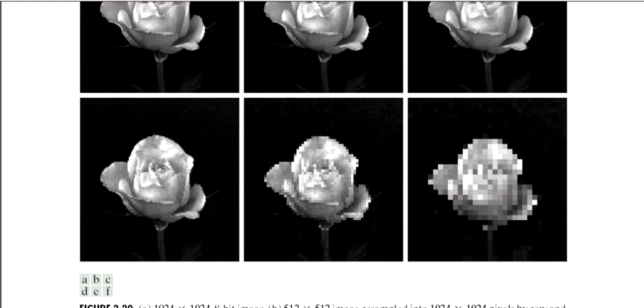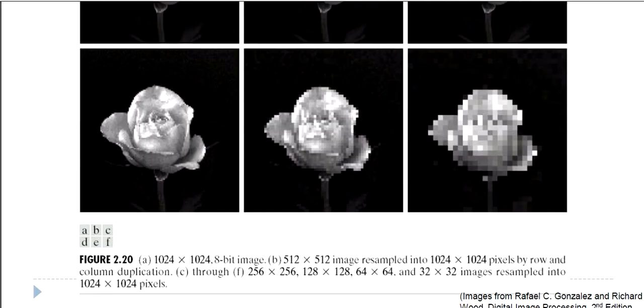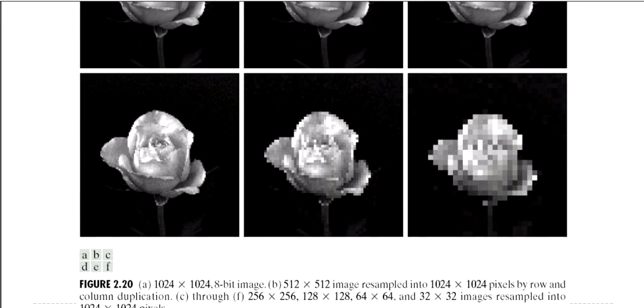Actually, we are trying to convert this image into different resampled images. As I have mentioned here, the first one is the 1024 cross 1024 and the 512 cross 512 image is being resampled into 1024 cross 1024 by row and column duplication, and then 256 cross 256, 128, 64, 32. Don't get confused.